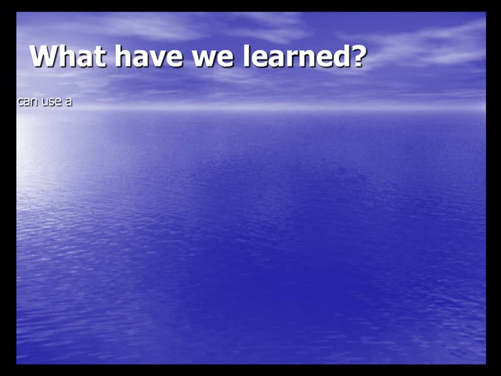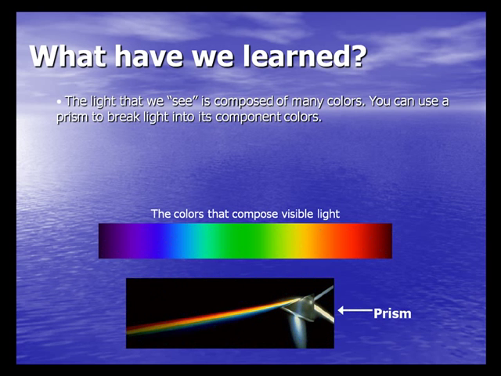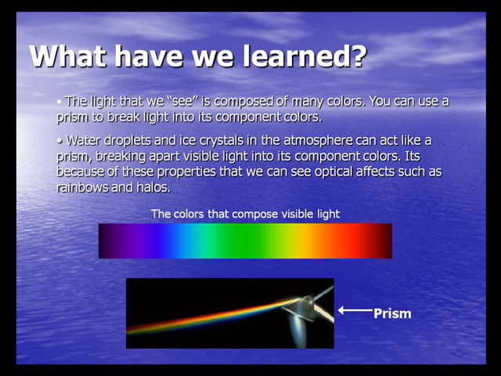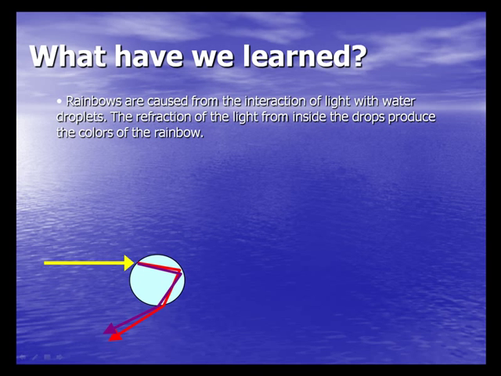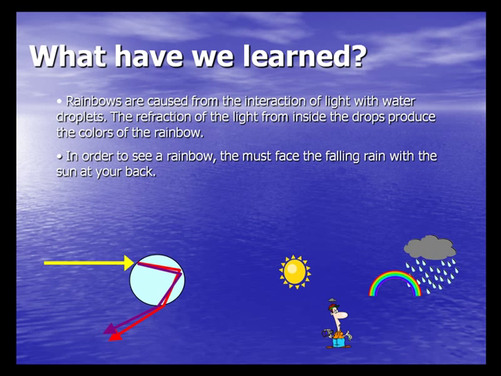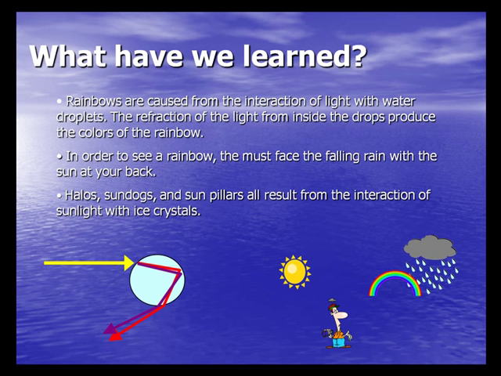So what have we learned? Visible light is composed of all colors, and we can use a prism to break light into these colors. Water drops and ice crystals in the air can act like a prism, and it's because of this that we get optical effects such as rainbows and halos. Rainbows are caused by light refracting off the inside of water droplets. In order to see a rainbow, you must be facing the falling rain with the sun at your back. Halos, sundogs, and sun pillars develop as a result of light interacting with ice crystals. The ice crystals are generally from high, thin clouds called cirrus clouds.